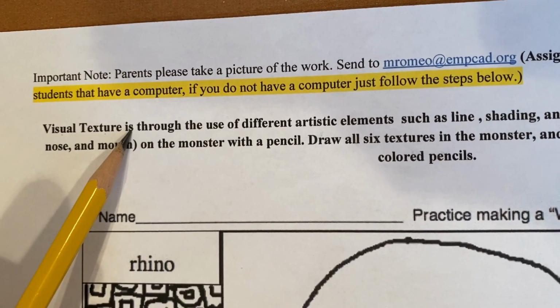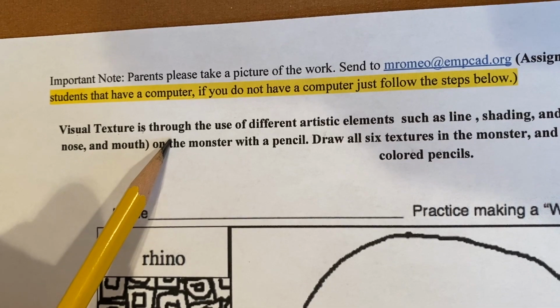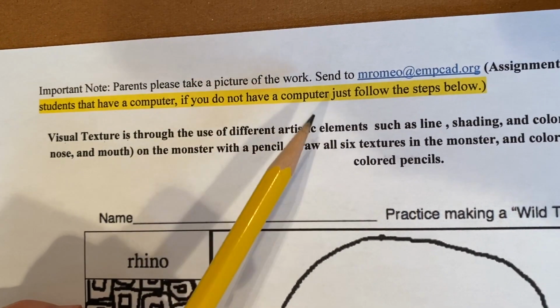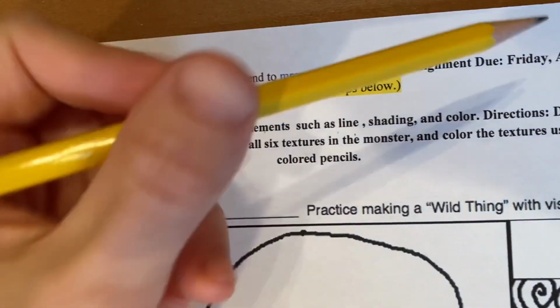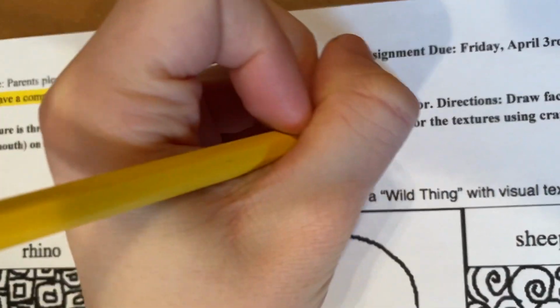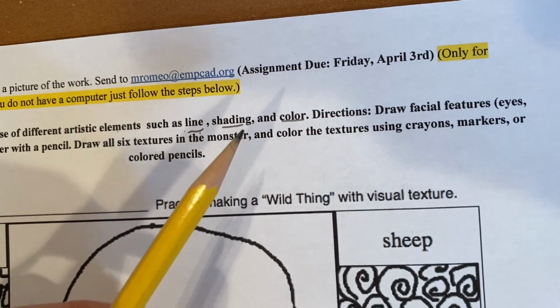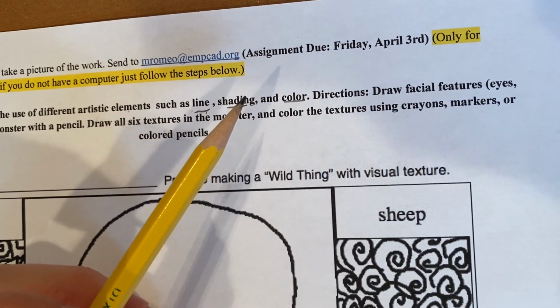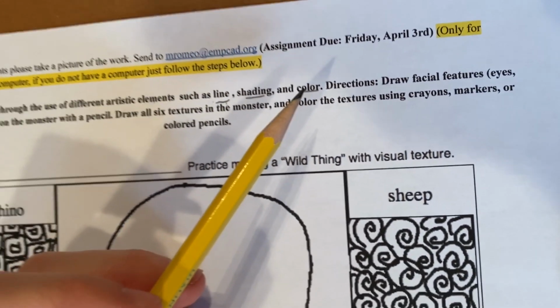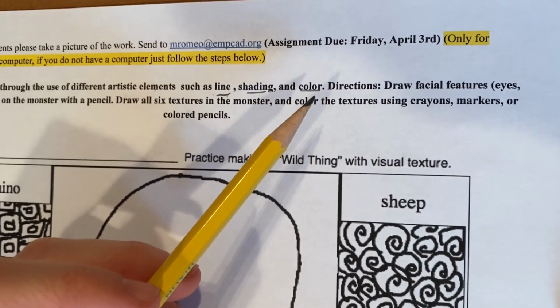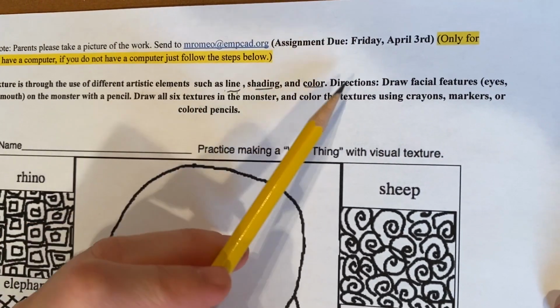Visual texture is through using different artistic elements such as line, shading, and color. Last week, we went over the term texture, and we did a little activity on texture. This week, we're going to continue on texture.